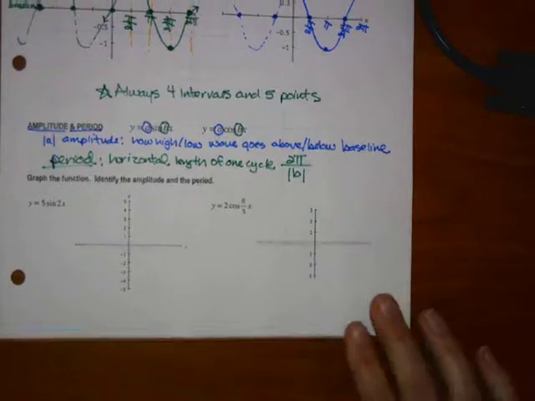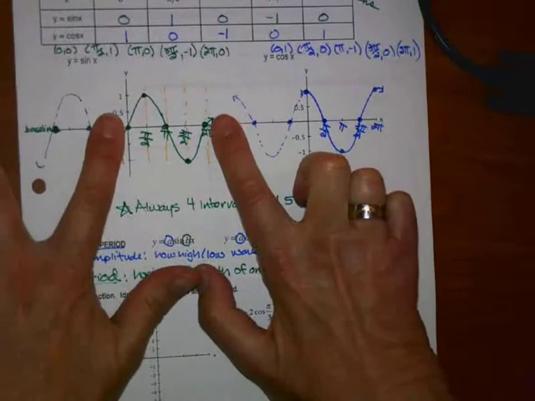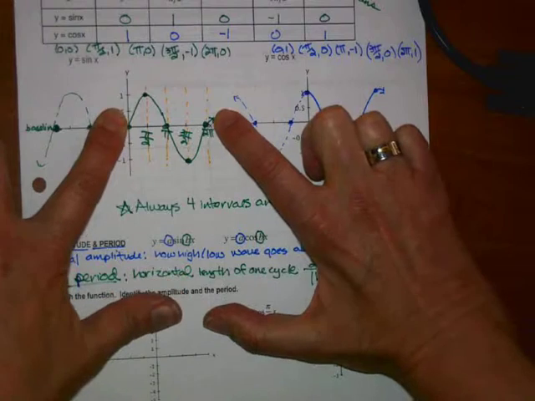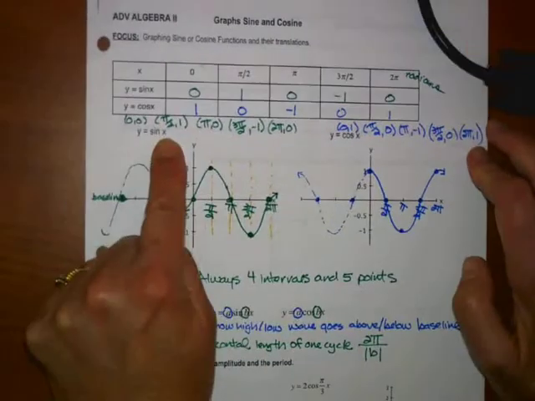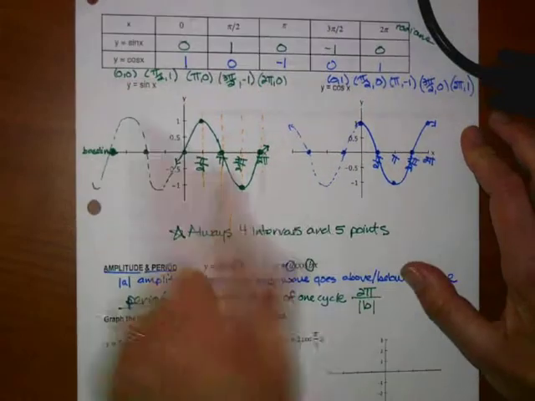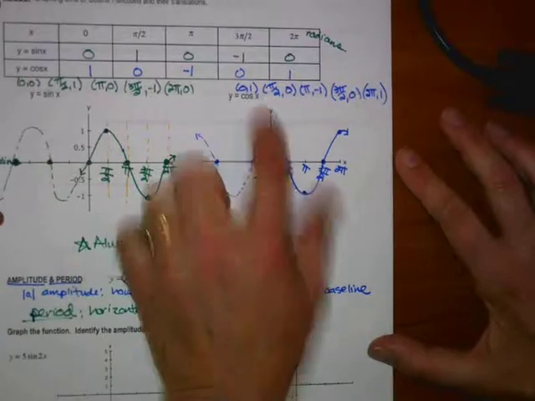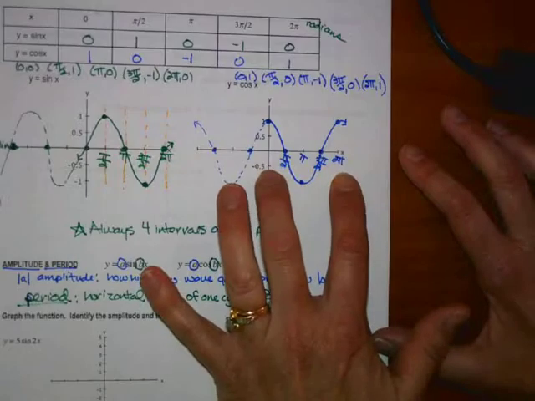So if you look up here, from here to here is one cycle. What was the period of that cycle? 2 pi. Same with this, right? One cycle is 2 pi. What's b in this equation? 1. 2 pi divided by 1 is 2 pi. That's why the period is 2 pi. Same with this. b is 1 here. That's why the period remains 2 pi.